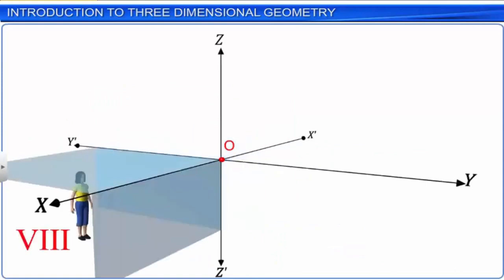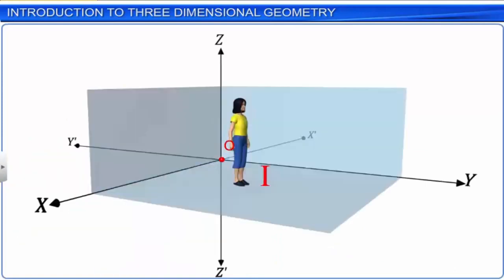Here, XOYZ is an octant. This octant is enclosed by the XYZ axis. Similarly, the other octants are named according to the axis that enclose them.